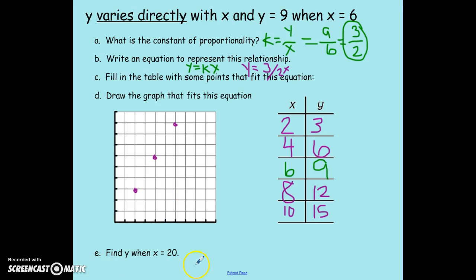And then letter E says to find y when x equals 20. So it's almost like just extending our little table here. And now we're looking for 20. So again, we can just use our equation that y equals 3 over 2 times 20. So that's 20 times 1.5, which is 30. So that's letter E.